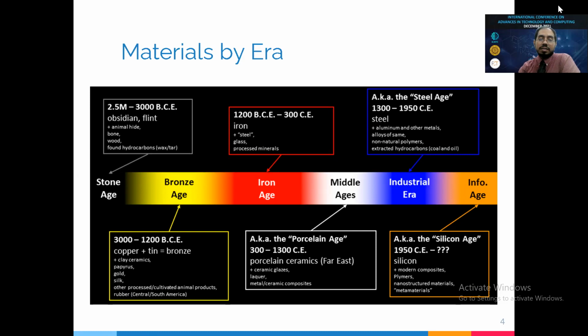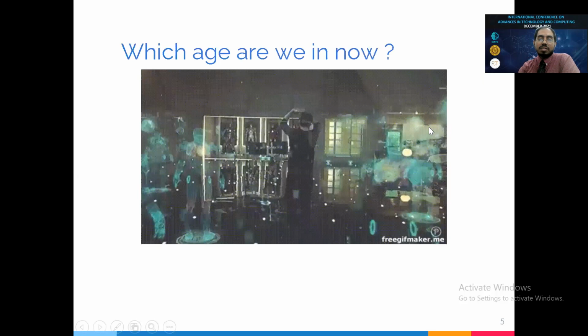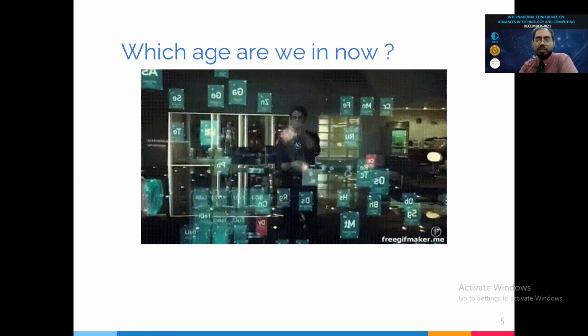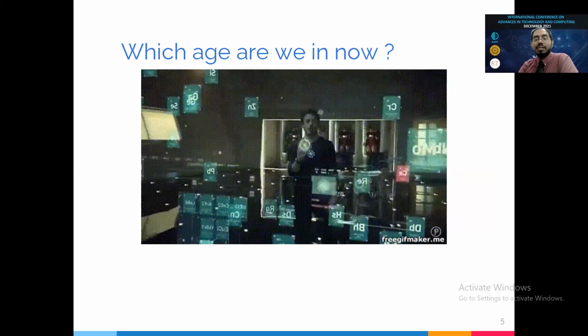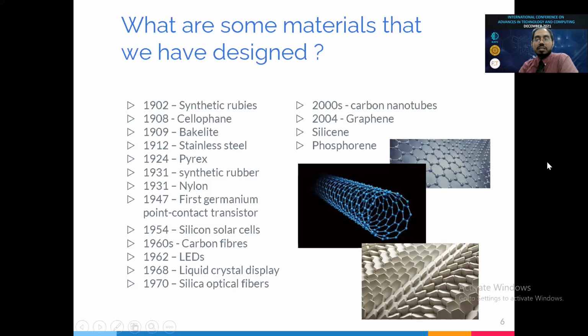What do you mean by Materials by Design? This is from one of the science fiction movies where you have the periodic table and you can construct new elements using the periodic table. We are not there yet, but we can definitely construct new materials. This is where we are going, and that is where we've been traveling since the last century. We started in 1902 with synthetic rubies, and we ended up with phosphorene, which is a 2D material. And we are still innovating 2D materials and layered 2D materials.